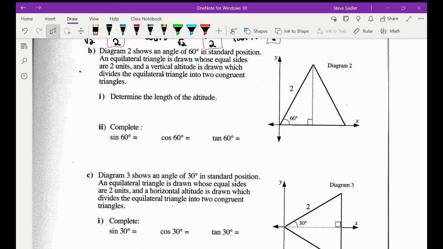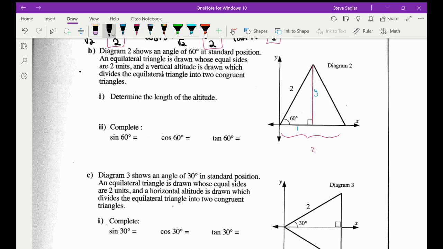All right, so here we go. Diagram 2 shows an angle of 60 degrees in standard position, and an equilateral triangle is drawn whose sides are 2 units, and the vertical altitude is drawn. That's this line here, which divides it into 2 and gives us a right angle triangle. So if this was an equilateral triangle, that means this whole side was also equal to 2. So if I split it in half, that means that this length is 1, that length is 2, and we want to find the y value here.